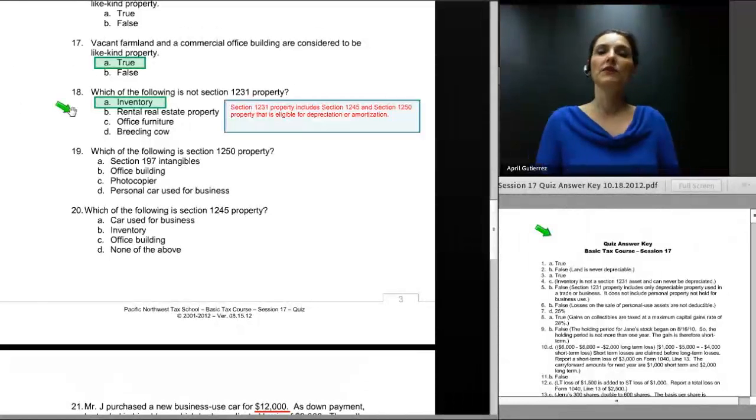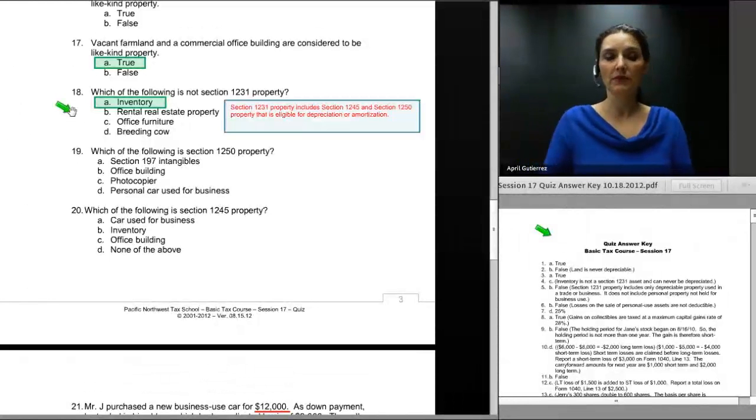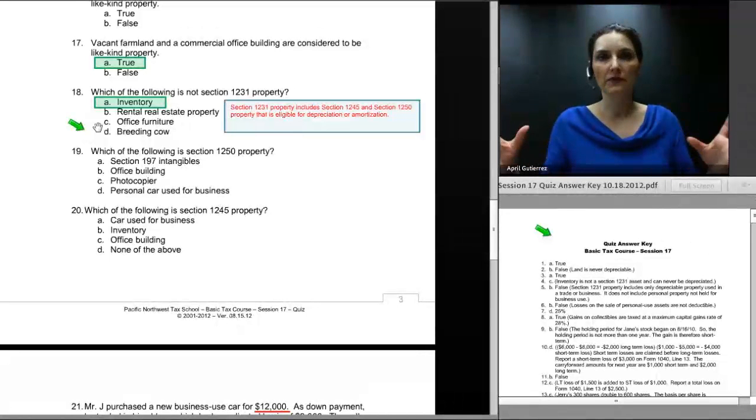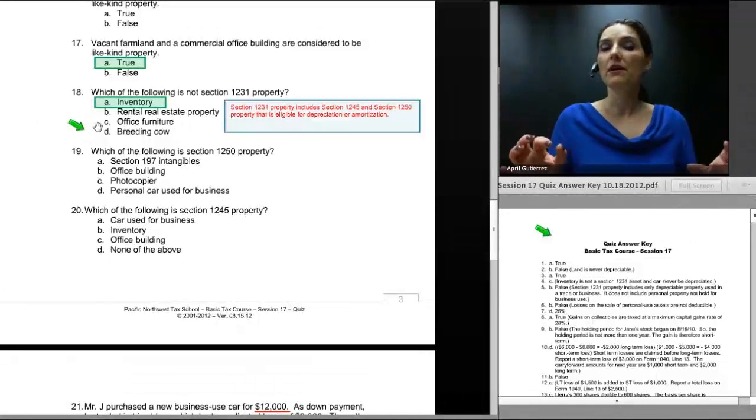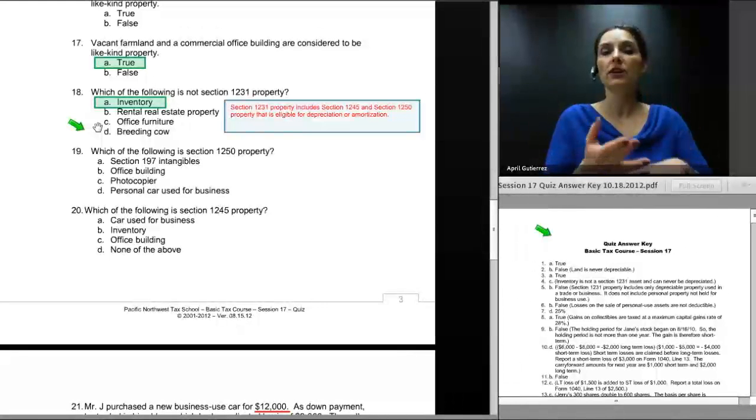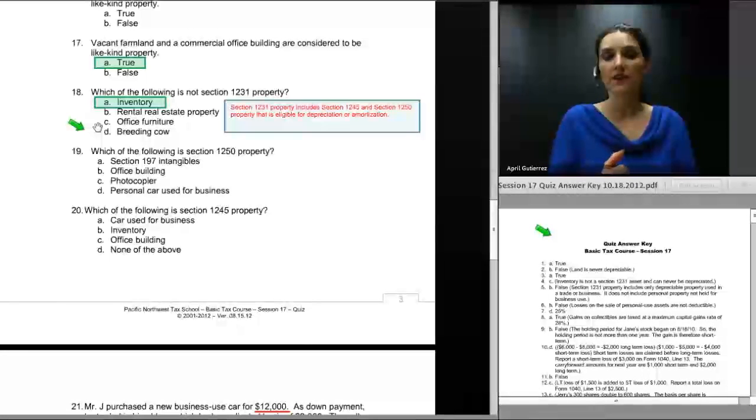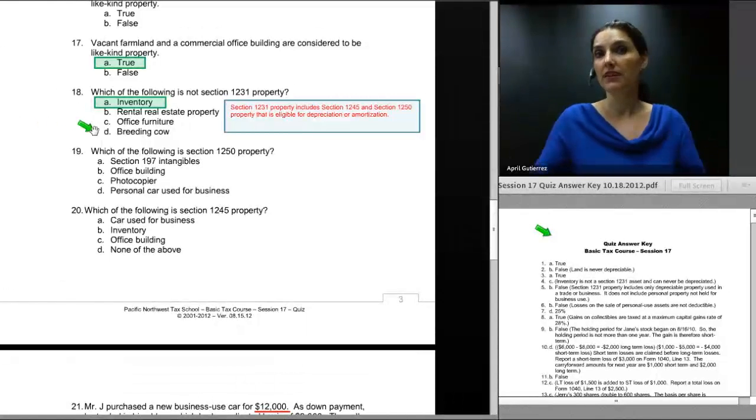Number 18, which of the following is not Section 1231 property? And we give you the option of inventory, rental real estate property, office furniture, or a breeding cow. Now remember, what is 1231 property? 1231 property is assets used in a trade or business that are subject to depreciation or amortization. And yes, you can depreciate a breeding cow. Obviously, a breeding cow is used to produce more cows, and therefore it is an asset that is used for income production. And it is depreciable. Cows are depreciated over 5 years.